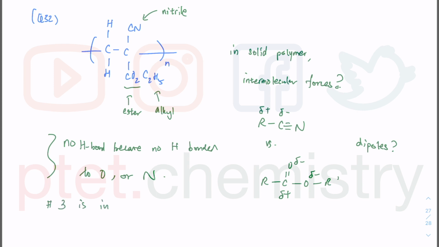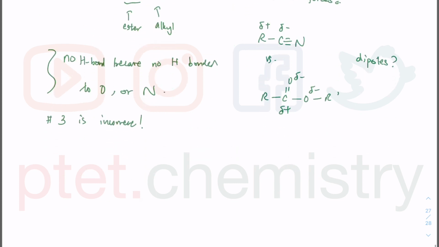3 is incorrect. How about number 2? Number 2 is about permanent dipoles. I just showed you that they are permanent dipoles, and you can have interaction between this permanent dipole from one chain of the polymer to another chain of polymer, meaning intermolecular forces. Temporary dipole, option number 1, is van der Waals. Obviously you have electrons in the system. So 1 and 2 are correct. That means option B is the answer.